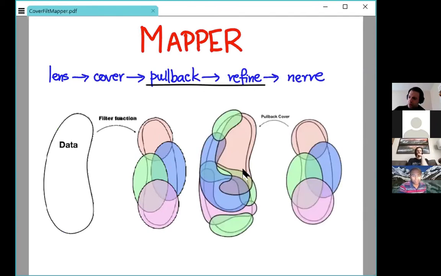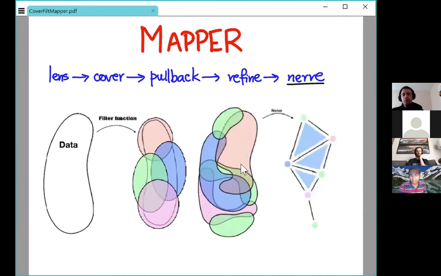But the pipeline still carries through. I can take the abstract cover and pull it back. For instance, this green cover element here pulls back to 3 different components in the pullback. Then I do the refinement and then take the nerve. So that part of the pipeline is the same. The big difference is that I'm not insisting that the cover elements have to be only the default notion that people have, intervals or hypercubes and so on.